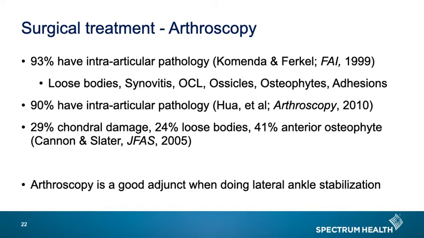Now, occasionally you'll see some other things that the MRI missed, like loose bodies or loose fragments of bone, certainly fibrous bands or meniscoid bodies in the ankle. Rarely will we see an osteochondral lesion that the MRI missed, but certainly we can inspect the joint and fix whatever we can at the time. So arthroscopy is a good adjunct when you're doing these lateral ankle ligament surgeries.